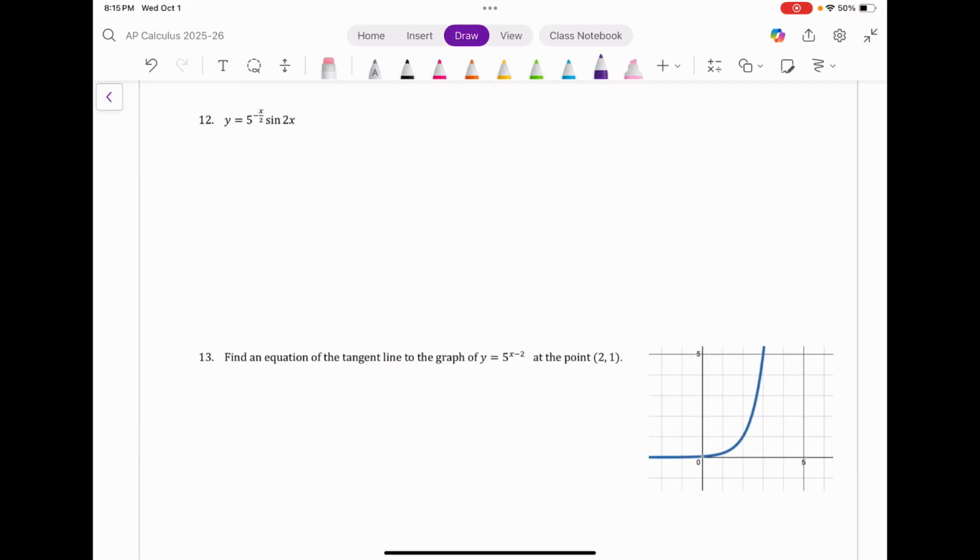Okay, on 12, we're going to apply the product rule. So the derivative of 5 to the negative x over 2 would be 5 to the negative x over 2, the same thing, times the natural log of the base, right? Times the chain rule, right? Times the derivative of negative x over 2, which is -1/2. Okay. Times the other function, sine 2x.